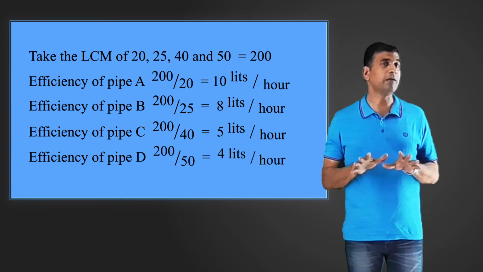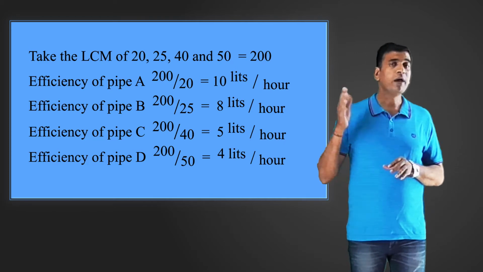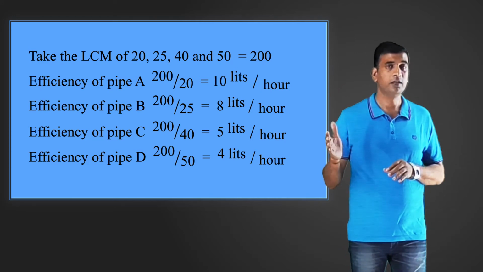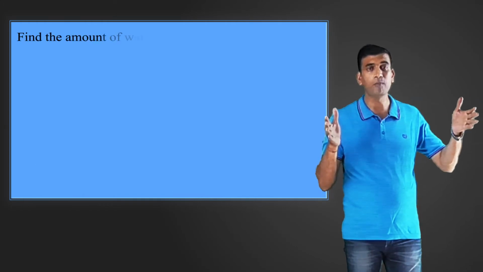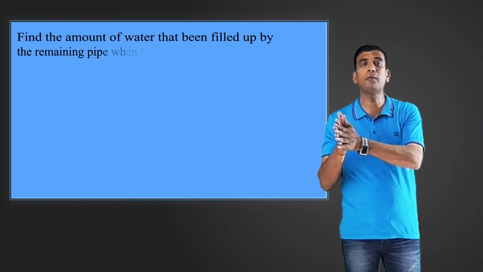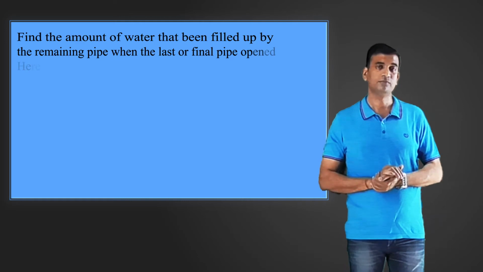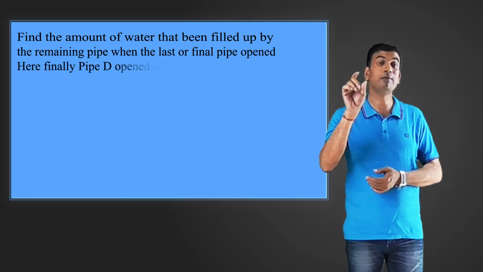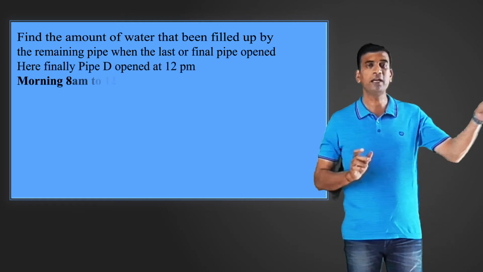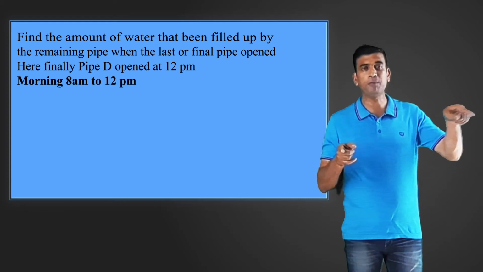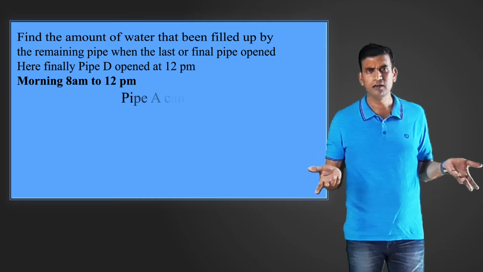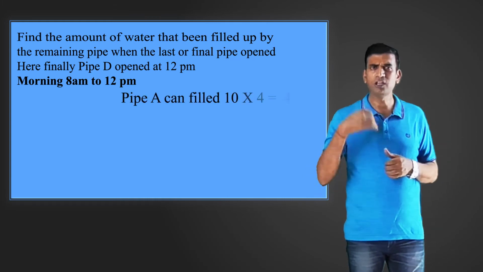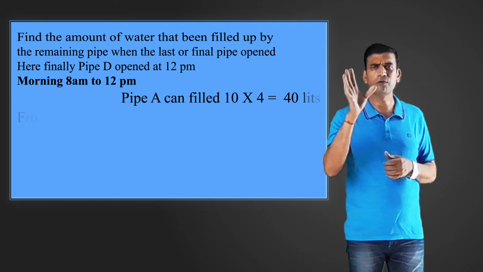In this type of question, when the final pipe, here it is D, will open up, you find out the total amount of water that has been filled up till that time. So here our target is 12 p.m. Morning 8 to 12 means pipe A opened for 4 hours. Efficiency of A is 10 liters per hour. So within 4 hours, this is 10 into 4, 40 liters.